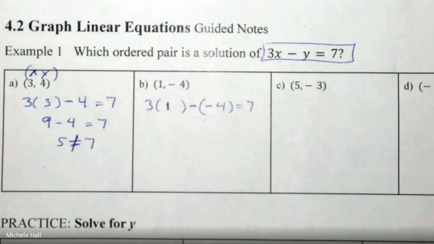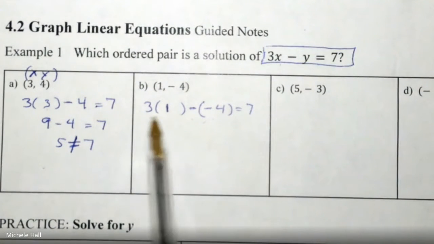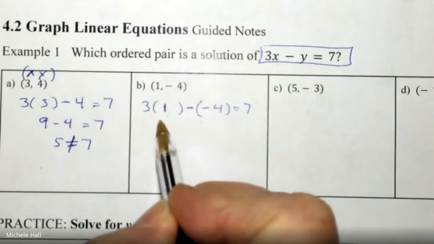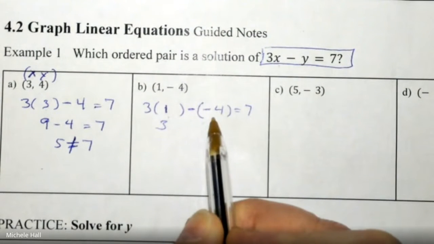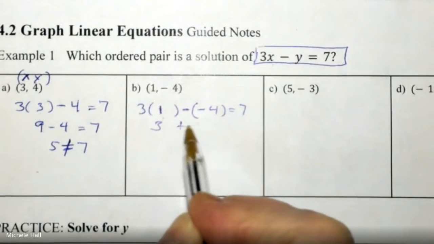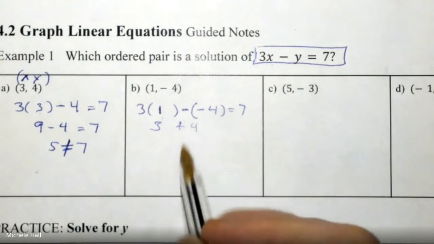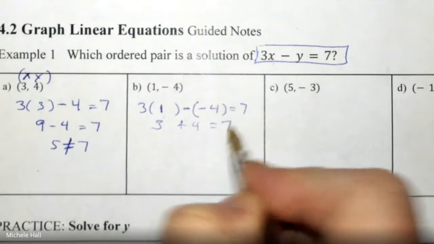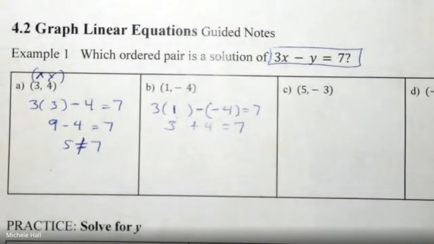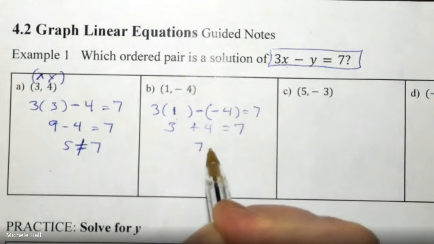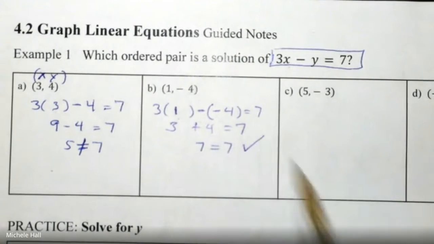And then we need to simplify. 3 times 1 equals, and then what's a negative times negative 4? That's a positive 4. Very good. We're not subtracting, double negatives. We are not subtracting, we're adding. Equals 7. And then 3 plus 4 equals 7. 7 equals 7. Check. That means that B, that point is going to be on the line.